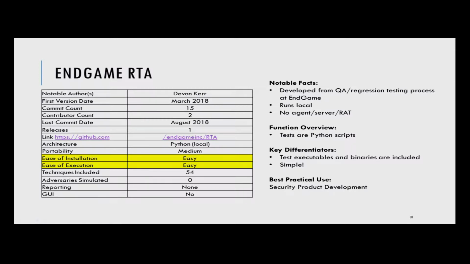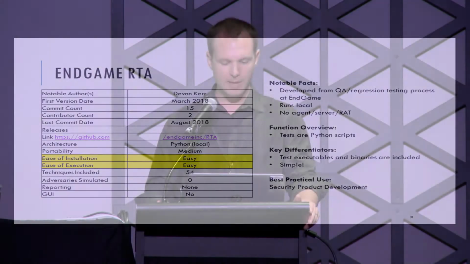Great guy. And so he developed this tool out of Endgame, security software product development. It is a locally run framework. There's no agent, there's no server or remote access tool. It runs off a Python core, which is simply Python scripts. The tests do include the binaries and executables, and what's nice about it, it's pretty simple. But again, it came out of Endgame. Product development was really one of the best uses for this tool.